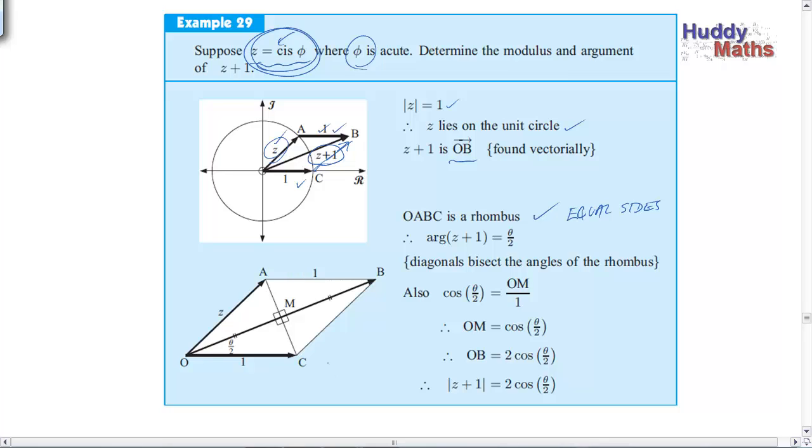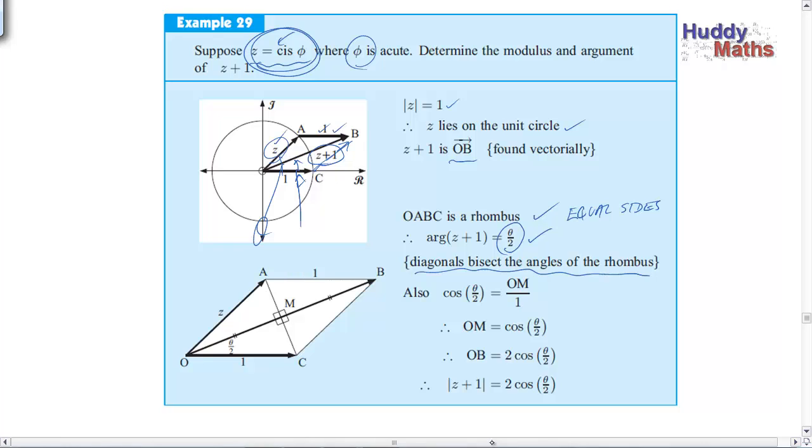And then we can say, what is the argument of Z plus 1? The argument of it will be half the angle that Z had, so this was theta in here, because the diagonals of the rhombus bisect each other, and also bisect the angles in the corners there, at the vertices. So therefore we've got our argument, and then we can also ask, what's our length?